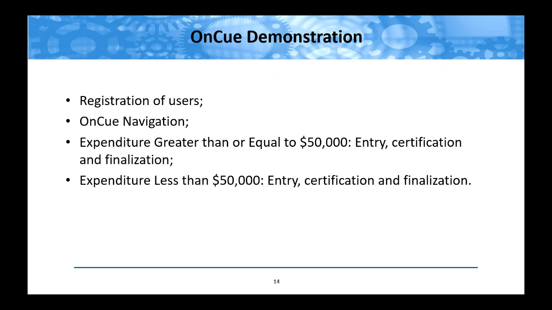And then finally, here is the part that everyone's probably really been waiting for, which is the Onkey demonstration. Within this demonstration, we're going to cover the registration of users, how to navigate through the Onkey tool, and in detail cover how to enter expenditure information within the greater than or equal to $50,000 certification reporting form, and within the expenditures less than $50,000 certification form, and how to do the entry of the information, certification, and finalizing those forms.